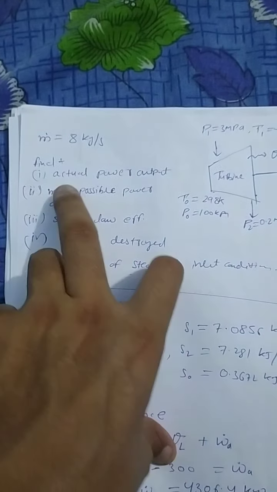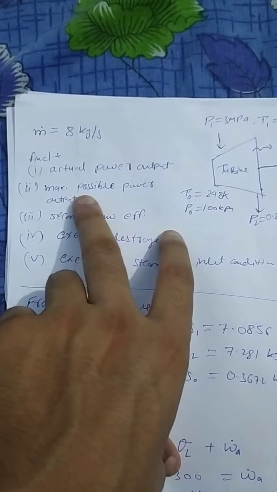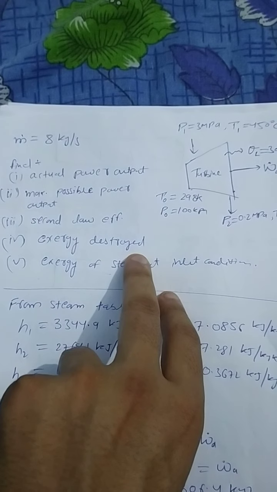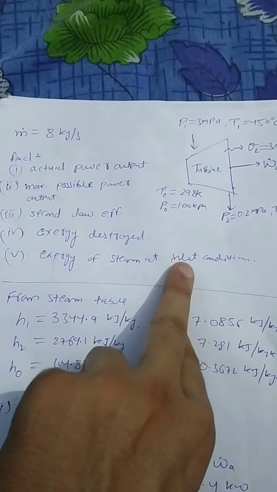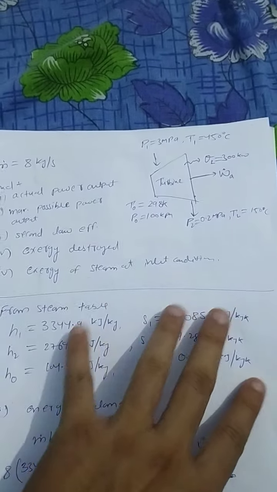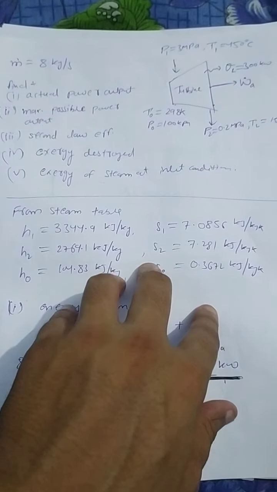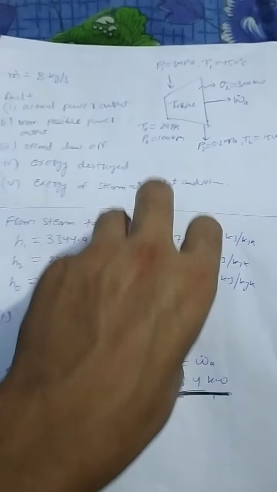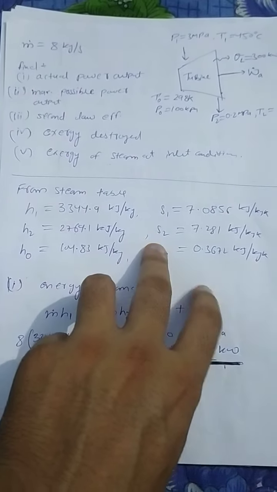What we have to find: actual power output, that is WA; maximum possible power output; second law efficiency; exergy destroyed in the whole process; and exergy of the steam at inlet condition, that is at 1. From the steam table, based on this pressure and temperature, all the enthalpies and entropies can be seen from the table and are noted here.